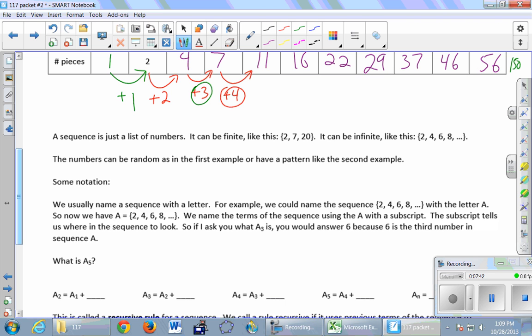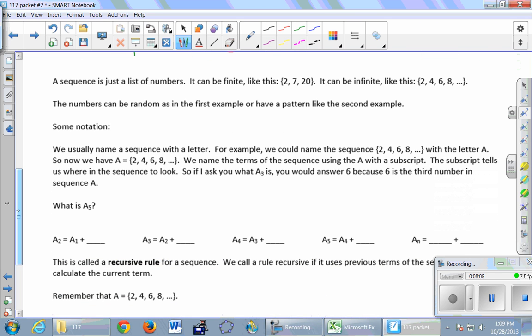Okay, we're going around to Casey. The numbers. Wait, where are you? Okay, so the pattern in the second example is a lot of even numbers, right? So there's a definite pattern there. Okay, so now let's look at the notation, and we'll go to Griffin.